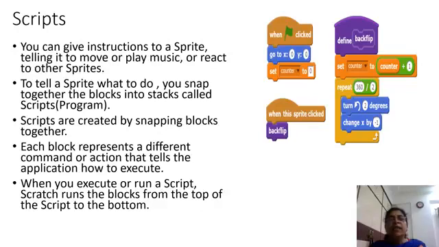Scripts are created by snapping blocks together. Each block represents a different command or action that tells the application how to execute. When you execute or run a script, Scratch runs the blocks from the top of the script to the bottom. Whenever you run it, all the commands, one after another, will get executed.